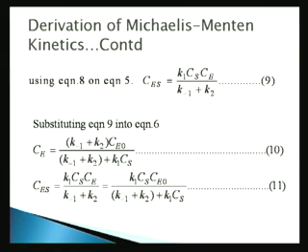Then we do a little bit of algebraic manipulation, let us forget all of that, and we get rid of CES, the concentration of the complex, and we get rid of CE, the concentration of the enzyme. Why do we do that? Because these are not measurable quantities. We want a solution in terms of measurable quantities, which is the concentration of the substrate and the initial concentration of the enzyme. Clear?